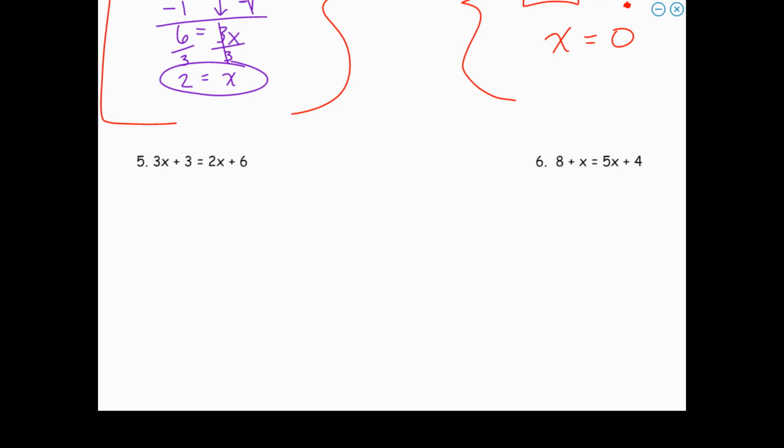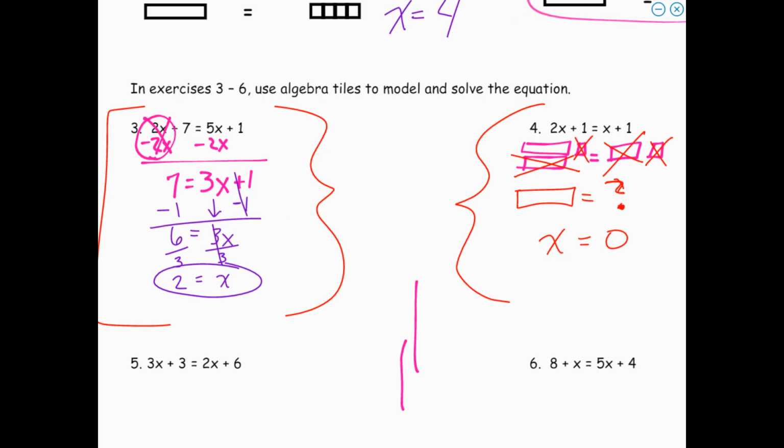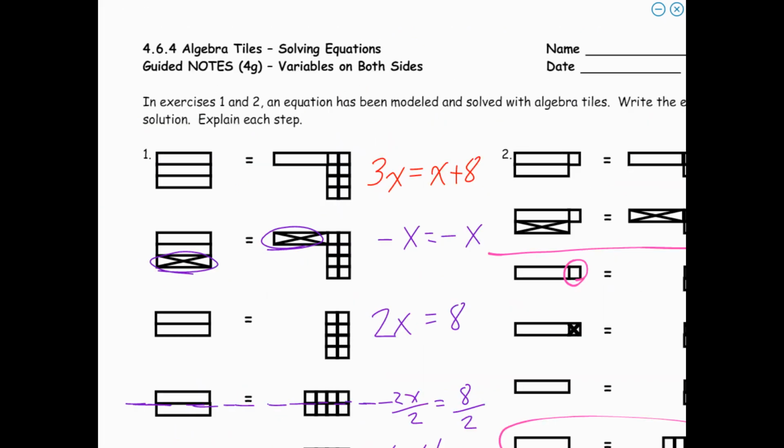What side would you do the times in? We weren't timesing anything. Right, so come back up here. All the way at the top, which side had more on it? The 3 or the 1?